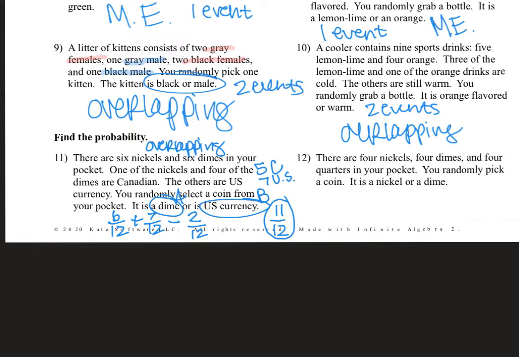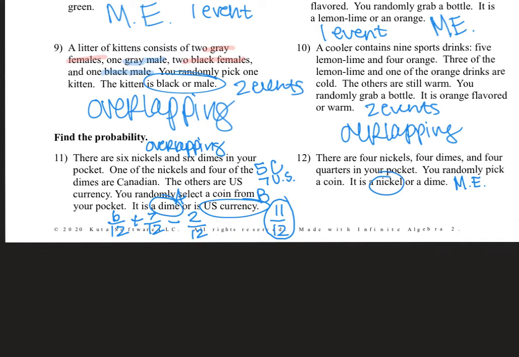Okay, so you have to make sure you label which one is U.S., which one is Canadian, which one is nickel, which one is dime. Okay? All right, number 12. There are 4 nickels, 4 dimes, and 4 quarters in your pocket. You randomly pick a coin. Is it a nickel or is it a dime? Okay? Now, it can't be a nickel and a dime together. So you're going to assume that these two events are mutually exclusive. So you're just going to add them together, okay?